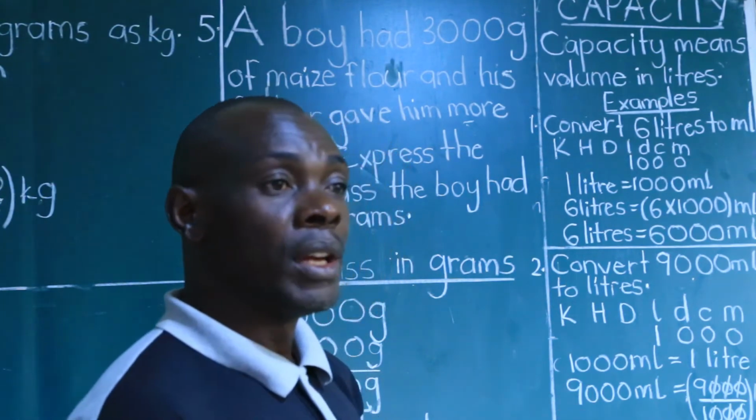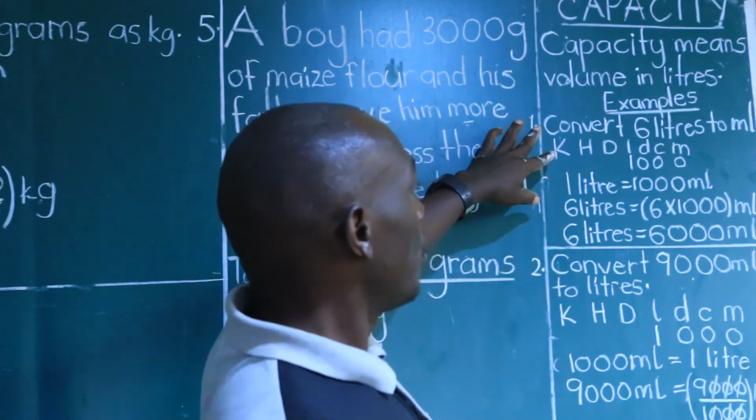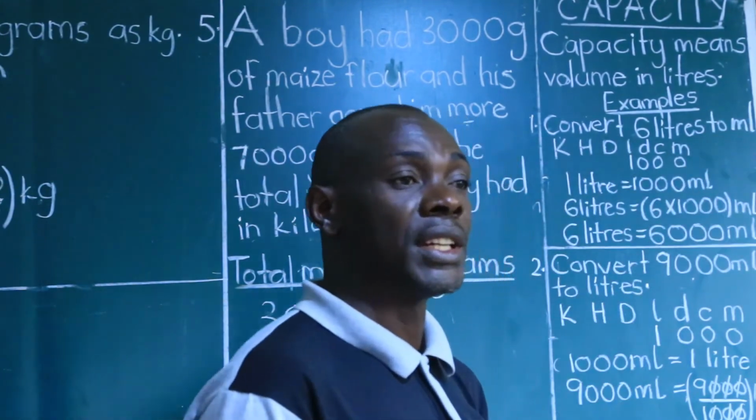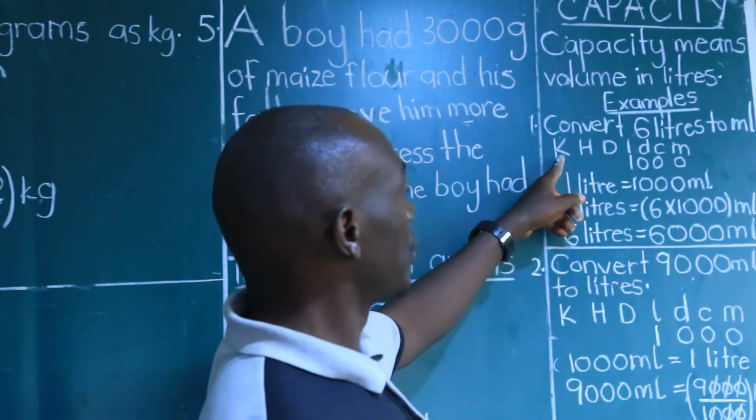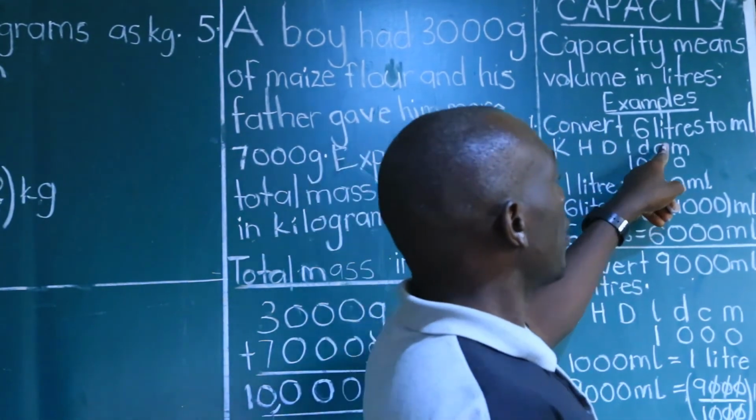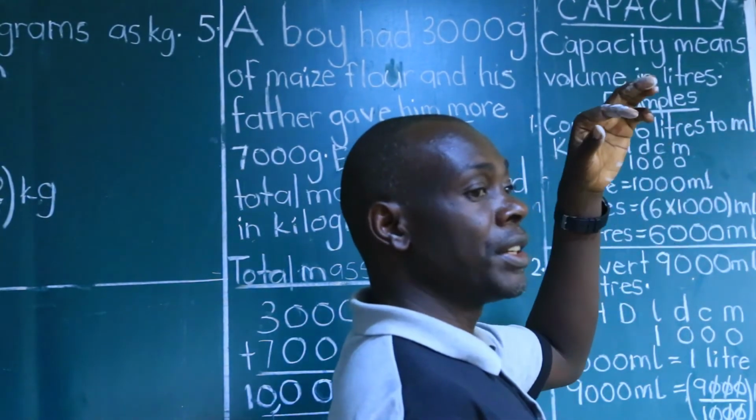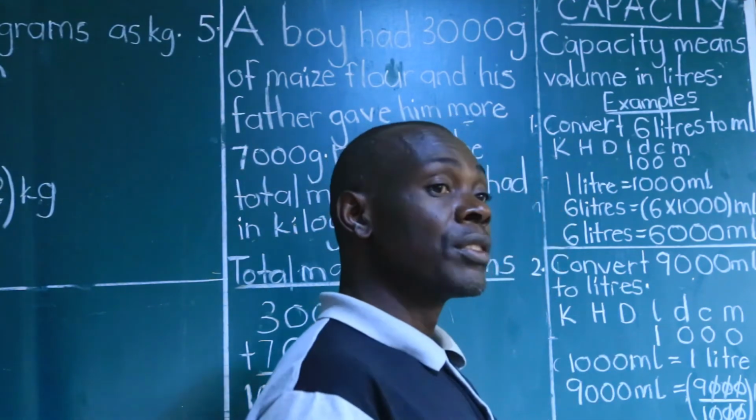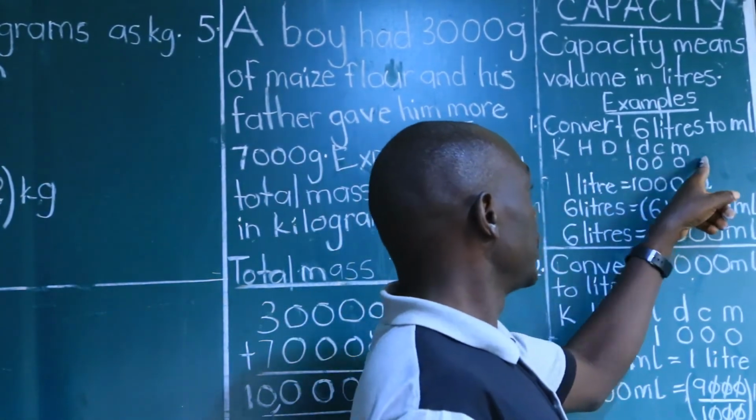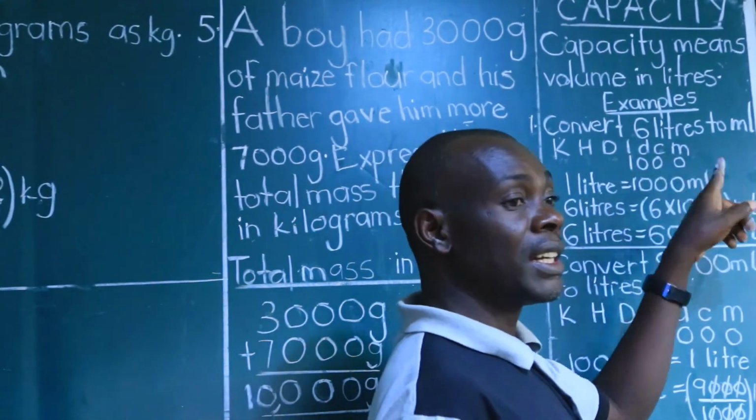Now, at our level, we learn how to just convert from one unit of capacity to the other, as the examples suggest. Example number 1 says convert 60 liters to milliliters. Still here, one must know King Henry's daughter Lillian. This time Lillian drank cold milk. Remember in length, we said Mary. Then in mass, we said Grace. Now we are saying Lillian in capacity. King Henry's daughter Lillian drank cold milk, meaning kiloliters, hectoliters, decaliters, liters, deciliters, centiliters, and milliliters.